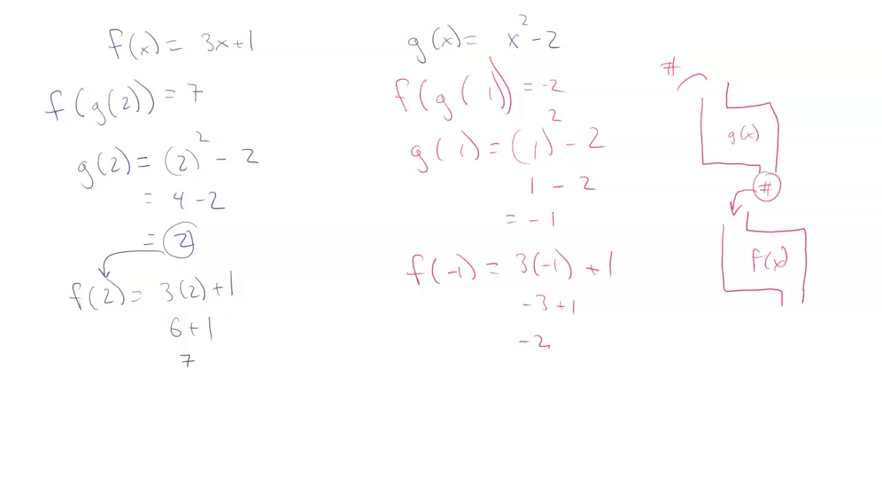Okay, sometimes we don't have a number here. Sometimes we have a letter. So let's still use the same values. Or actually, let's change it. Let's come up with new ones. So I'm going to say f of x is equal to 1 over x. And we're going to say g of x is equal to 2x plus 1.